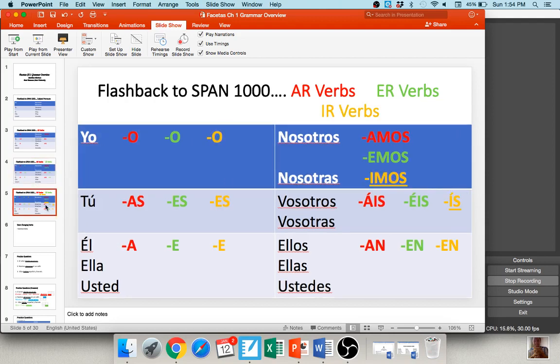Finally, if a verb in the present tense were an IR verb, you again remove the IR, adding back o, es, e, imos, ís, and en. The endings here for the nosotros and vosotros forms are the only ones that are different between ER and IR verbs. So rather than emos, you get imos, and rather than éis, you get ís. Both of those do have accents. Okay, hopefully you're remembering that.